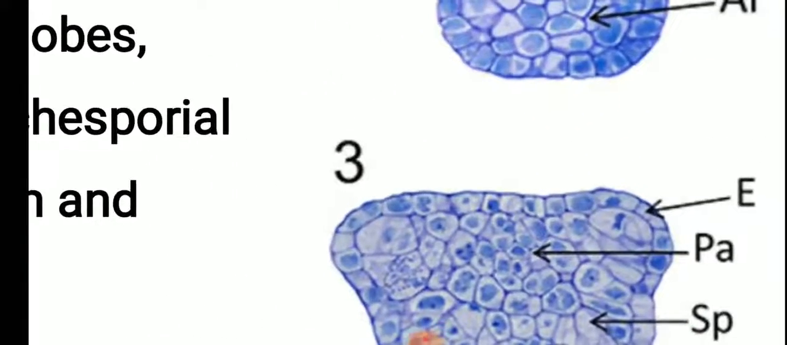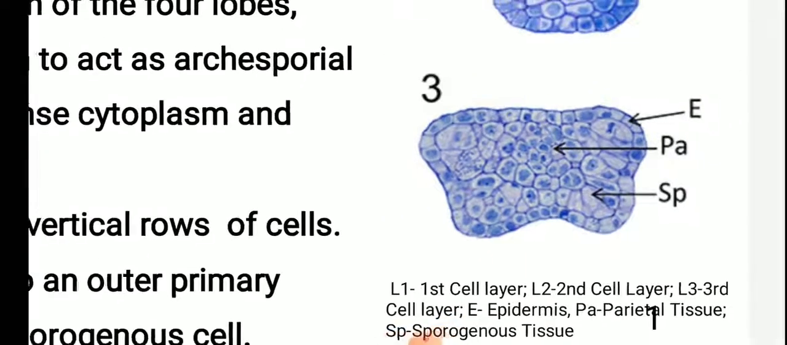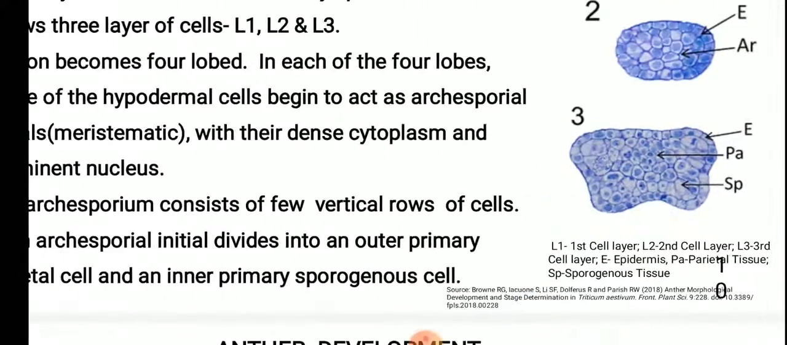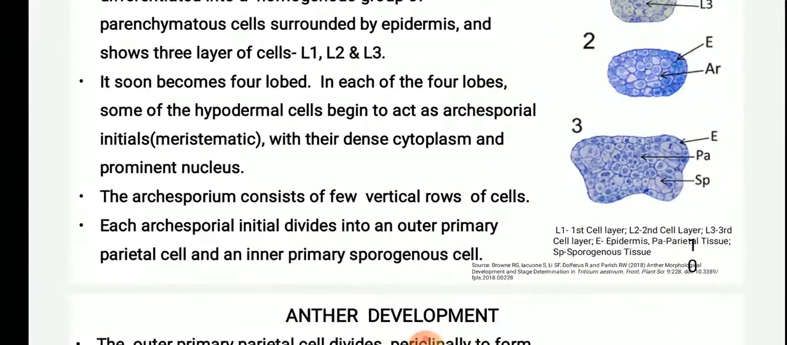In the beginning, the anther will be a homogeneous mass of cells, and now below the epidermis, in the hypodermal region, the archesporial meristematic cells start differentiating. The archesporium consists of a few vertical rows of cells, and now the division starts.